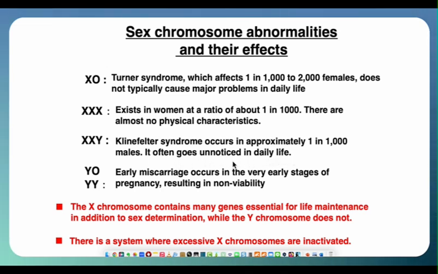On the other hand, fertilized eggs with only Y or YY result in spontaneous miscarriage very early in development, so such humans do not exist. This is because the X contains many genes necessary not only for sex determination, but also for life maintenance. So, chromosomes with only autosomes and Y do not have enough genetic information to form an individual. Conversely, there are no genes necessary for life maintenance on the Y chromosome. Therefore, individuals with XO or XX can survive.